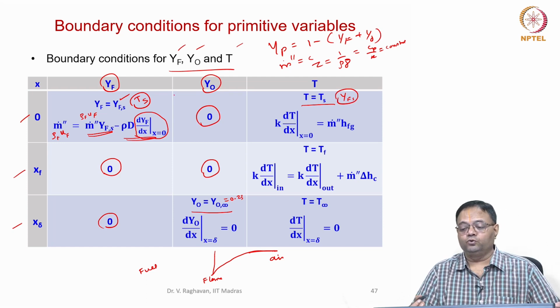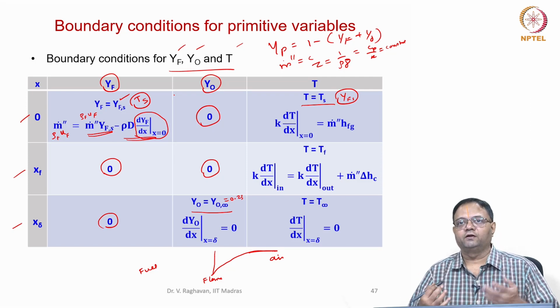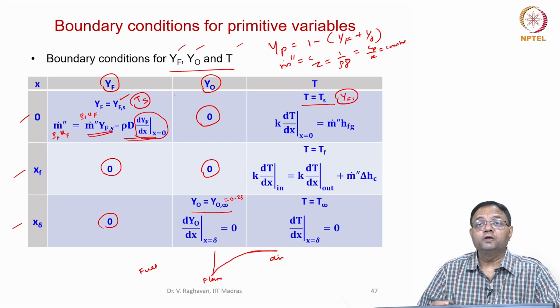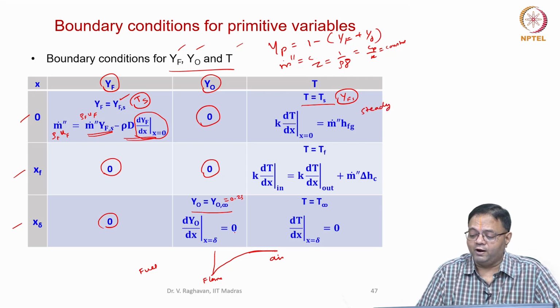Okay, that is due to the Clausius-Clapeyron equation, thermodynamic equilibrium. You can use the Clausius-Clapeyron equation, Wagner's equation, etc. Similarly, this is a steady burning case. So steady burning, what happens?